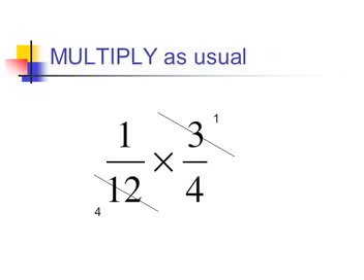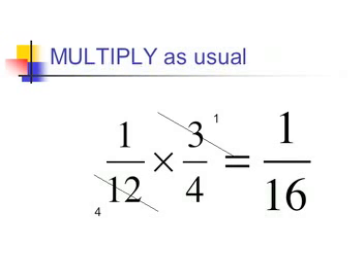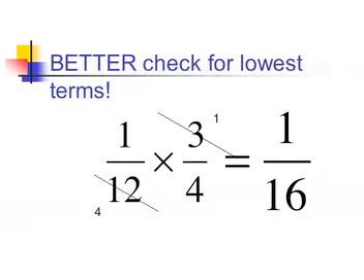I'm going to start by cross-canceling because I can see that I've got a 3 that I can divide out of the 3 and the 12. Now I have 1 times 1 is 1, 4 times 4 is 16. Now we better check for lowest terms. In this case, I know I've got a 1 in my numerator, and so that is automatically lowest terms.